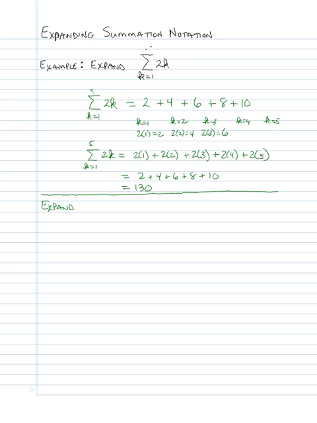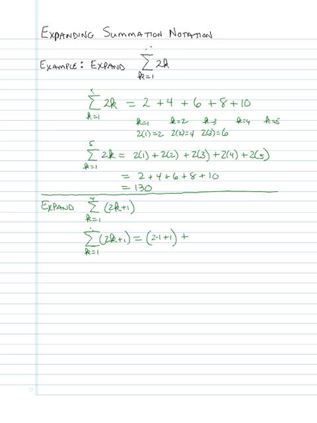This time, the sum from K equal 1 to 4 of 2 times K plus 1. Okay, well, here's the way I do that. I know I'm adding a bunch of things together. So first I'm letting K be 1. So I have a 2 times 1 plus 1 that I'm going to calculate. But I'm going to do that calculation, and then I'm going to change K to 2.